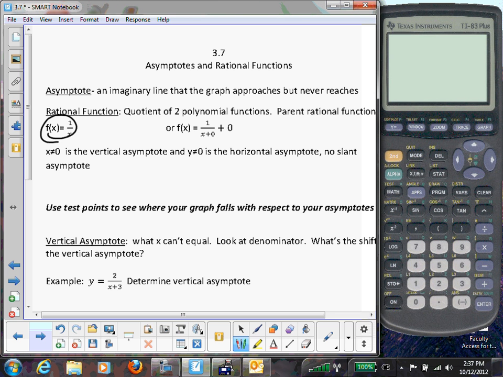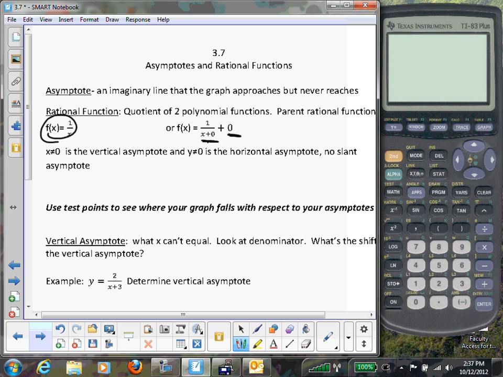So in this case, this is your shift. This is what it's going to look like. It's what are we adding or subtracting down here and over to the side. That's how we change the parent function 1 over x so that we can figure out our asymptotes. So in this case, x cannot equal 0, correct? Which is our vertical asymptote. And this value right here gives us our horizontal.